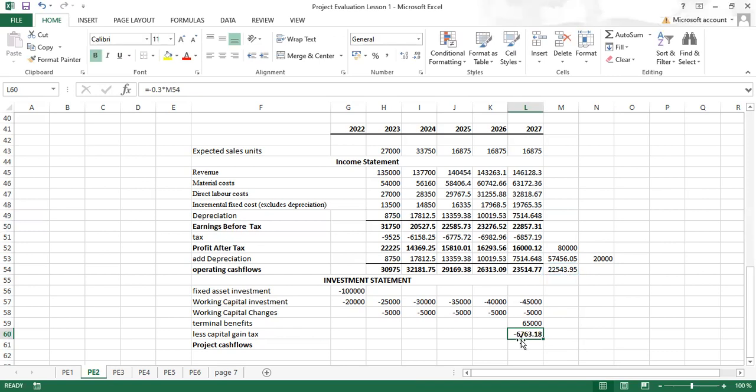Let's make it bold. And also the terminal benefits, let's make them bold. And also these two, we make them bold. What we are making bold is what we are adding up to get our project cash flows. Control B. So here it will be equals the fixed asset investment plus working capital.